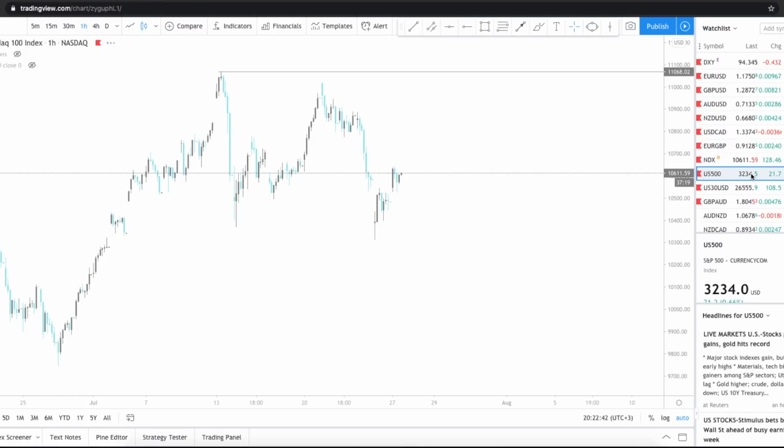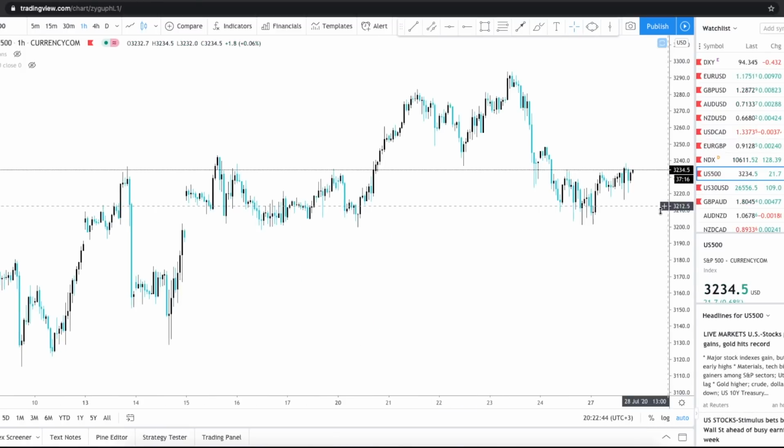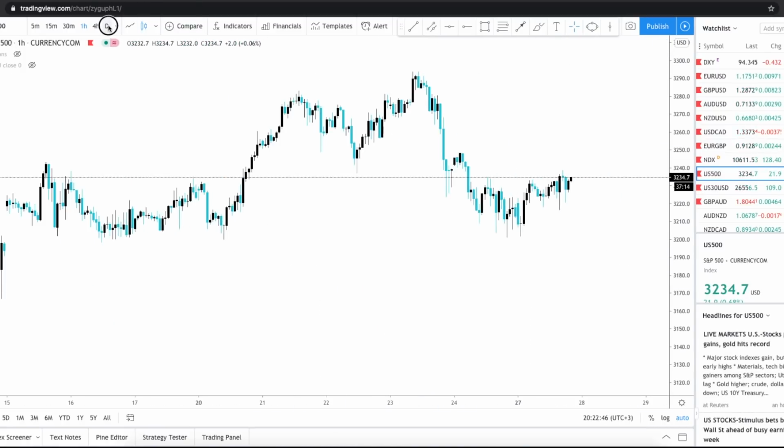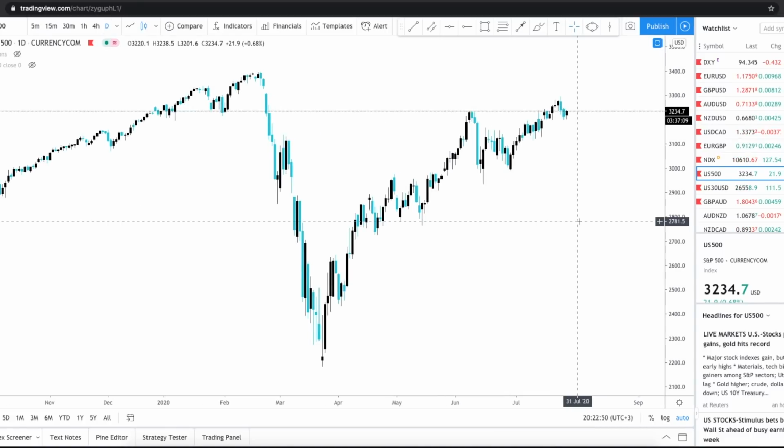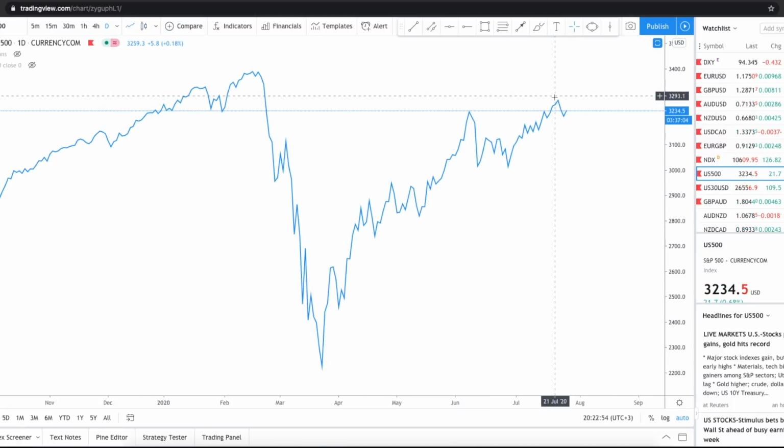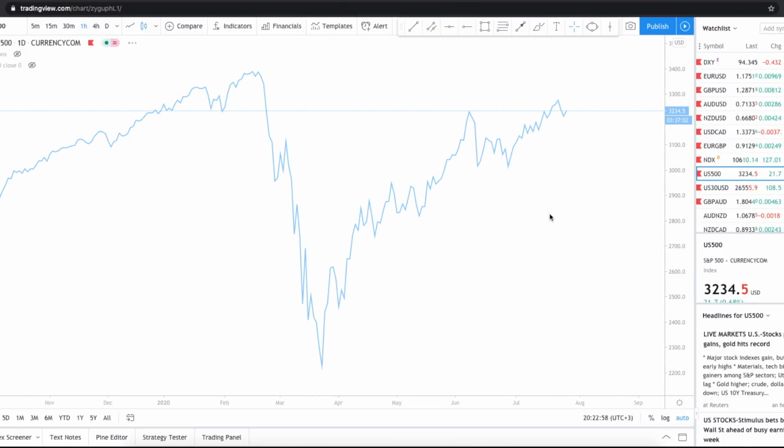And let's look at the US 500 now. The US 500, let's look at the daily one time. Okay, on daily we are very bullish because we broke structure, we created higher highs, and now on the 1 hour time frame, let's look at the chart.